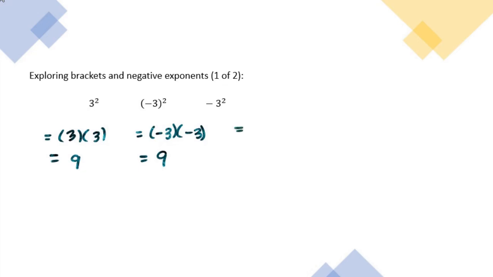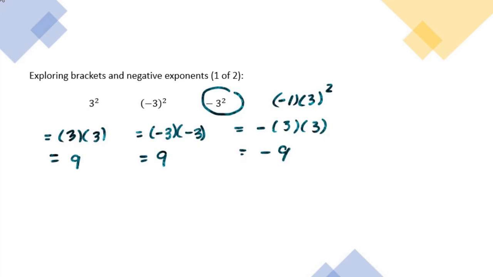But for the third example, we don't have brackets around the negative 3. And in fact, we could rewrite this third one as negative 1 times 3, and it's only the 3 that's squared. So the negative 1 isn't affected by the power of 2. So we have negative, and then 3 times 3. So the answer here is negative 9.